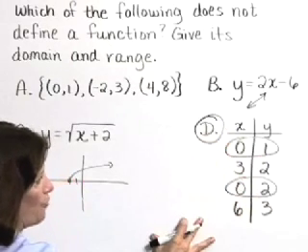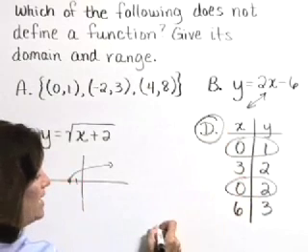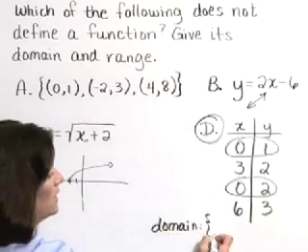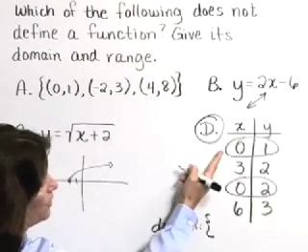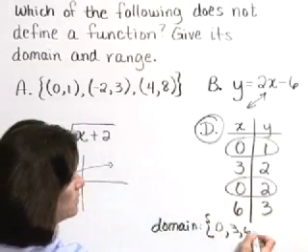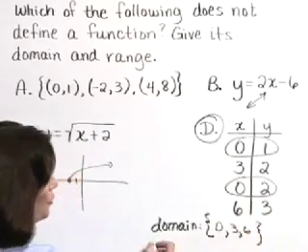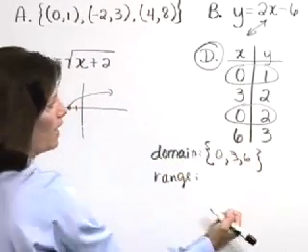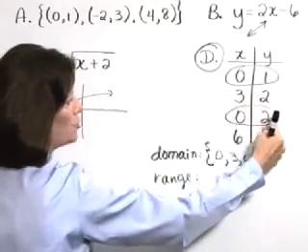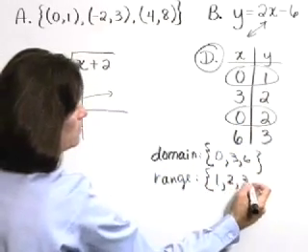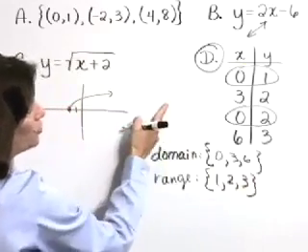Now let's give the domain and range. The domain is a listing of the x values 0, 3, and 6. The range, a listing of the y values 1, 2, and 3. So your answer choice is D.